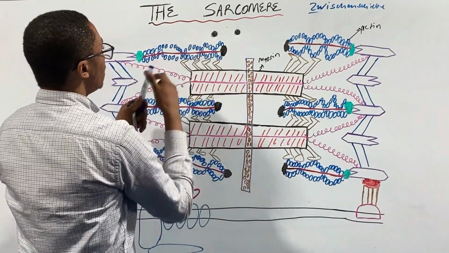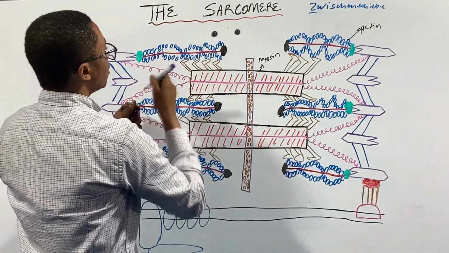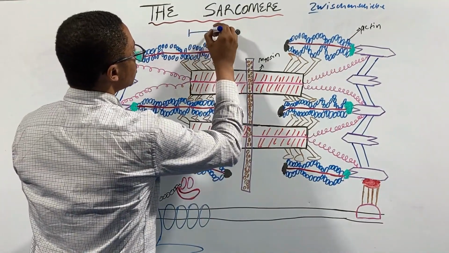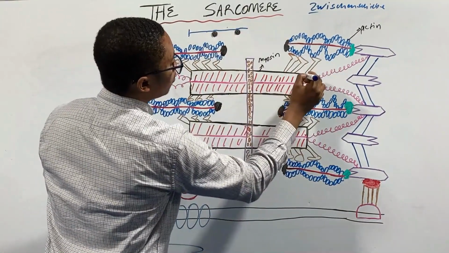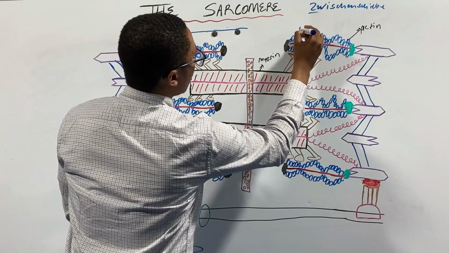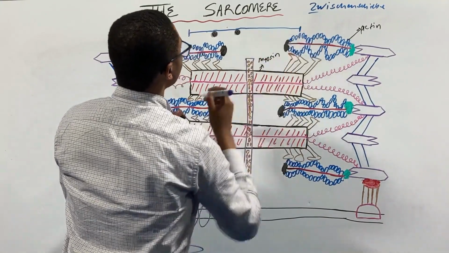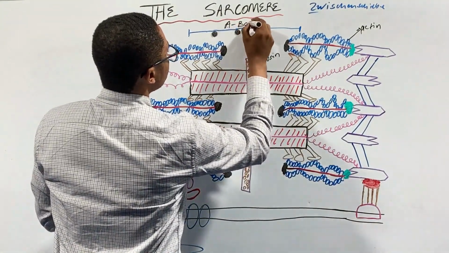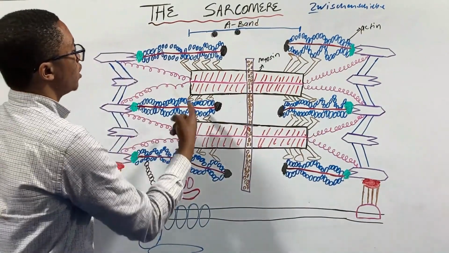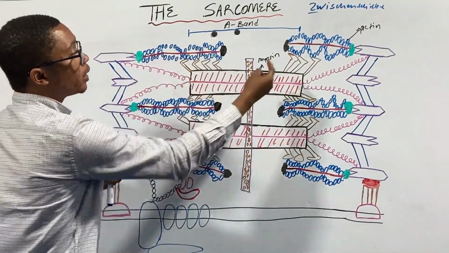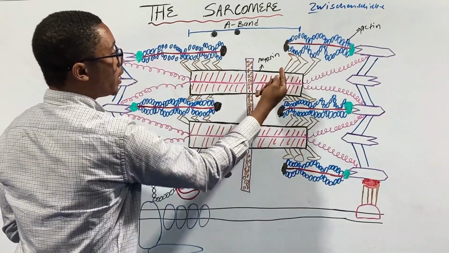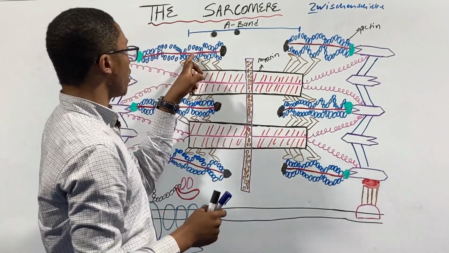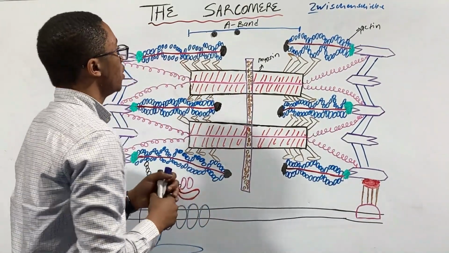So the area where the myosin is found is known as the A band. Let's say from here, trace it up here, down to this side, up here. So this is known as the A band. We found out that in this A band we can see the actin also. This is actin in the A band. So in the A band we can find the myosin and we can also find the actin. All right, so this is the A band.